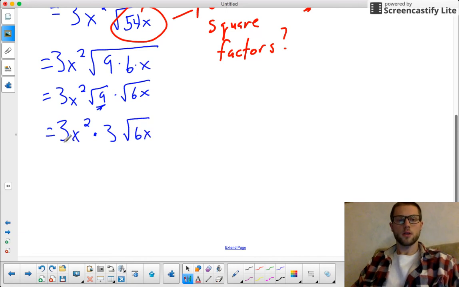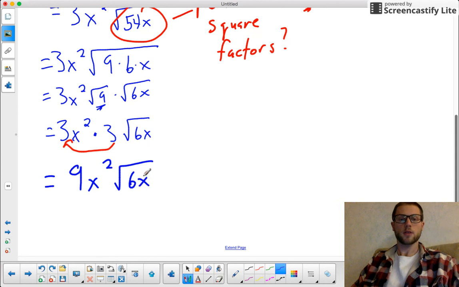So let's combine. Remember, again, all of this is multiplication, so I can move this 3 and multiply it with this 3 to simplify this even further. My final answer here will be 9, 3 times 3, x squared times the square root of 6x. Now, nothing inside of here has any perfect square factors, and I am done with this one.